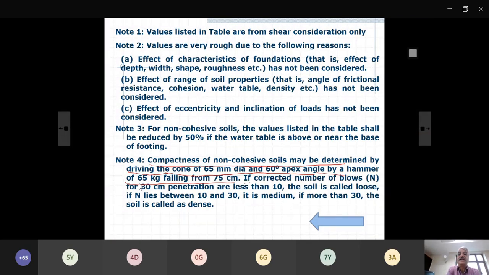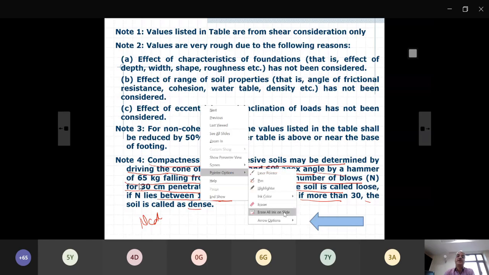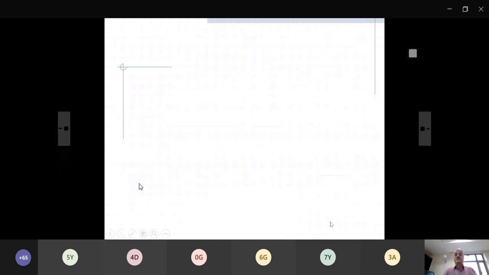And if corrected number of blows for 30 cm penetration are less than 10, soil is called loose. If this N value in cone penetration test, which we call NCD, N cone by dynamic method, if NCD is between 10 and 30, it is called medium. And if NCD is more than 30, the soil is called dense. So this is how it defines what is dense, what is other thing.